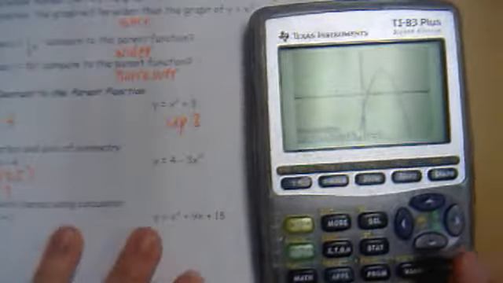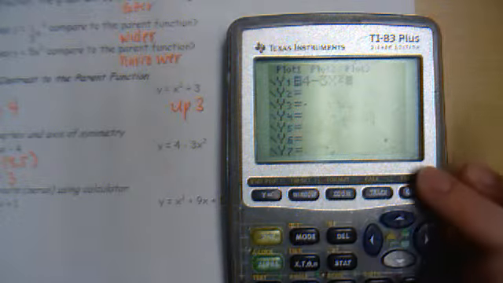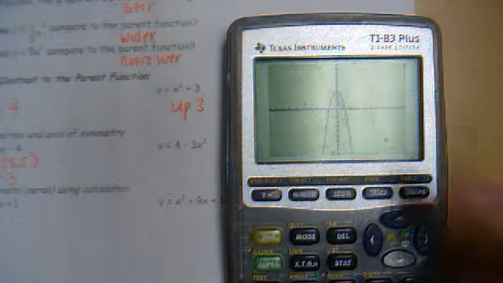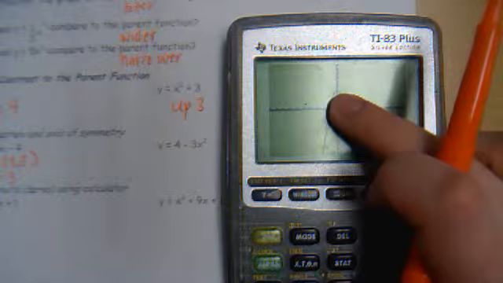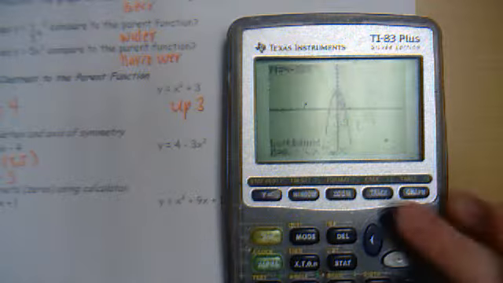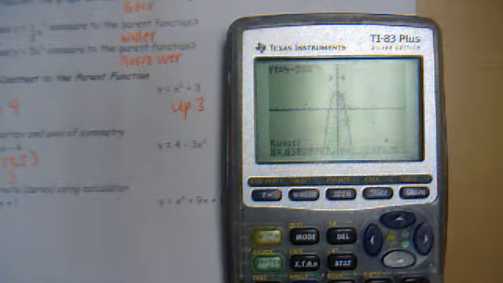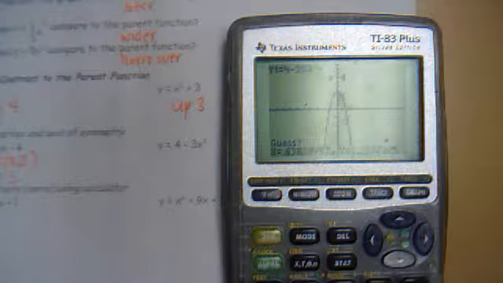So let's look at this next one. I'm going to have 4 minus 3x squared. Graph it. Look at it. It is opening down, so it's going to have a maximum. Go to the left of it, hit enter. Go to the right of it, hit enter. And again, you see your arrows are surrounding it.